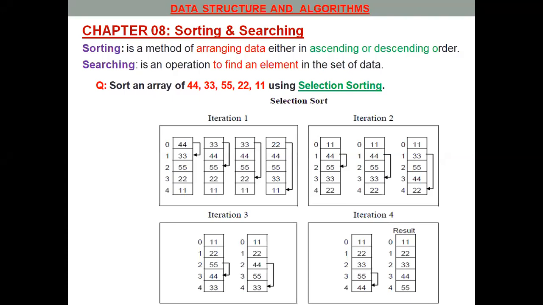What is sorting here? Sorting means that you are going to arrange the data in alphabetical order or ascending or descending order. It might be alphabetical or it might be numbers, and here we have some numbers.